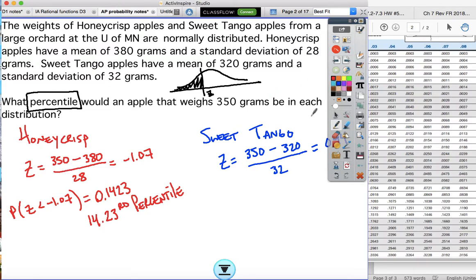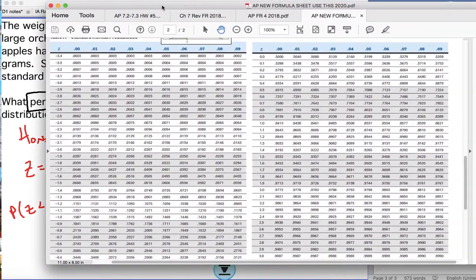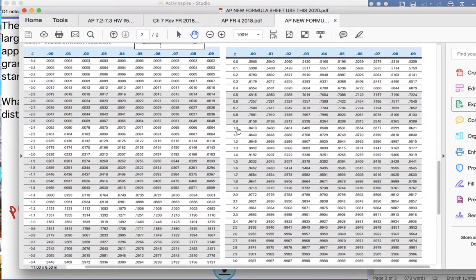Okay, for Sweet Tango, we are finding the percent, or the probability, that our z-score is less than 0.94. Go to our z-chart. 0.94 would be right here. So that's 0.8264.